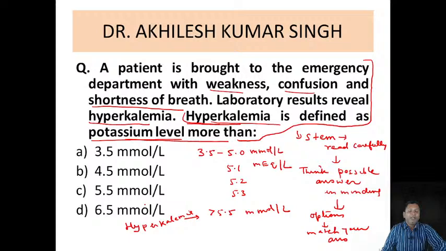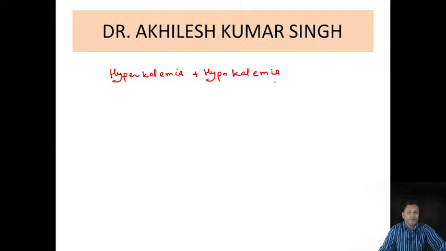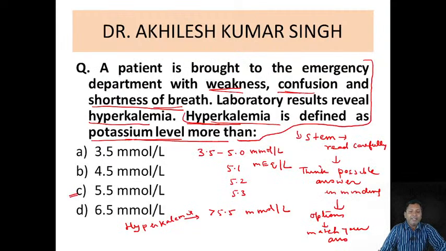So in this question, the answer is option C, that is 5.5 millimole. You can see the clinical picture here: the weakness, the confusion, and the shortness of breath. These features can be seen in hyperkalemia, and they can also be seen in hypokalemia. Hyperkalemia and hypokalemia both present with almost similar features, except their ECG changes. This is for your clinical knowledge. In this question, it was asked about hyperkalemia.